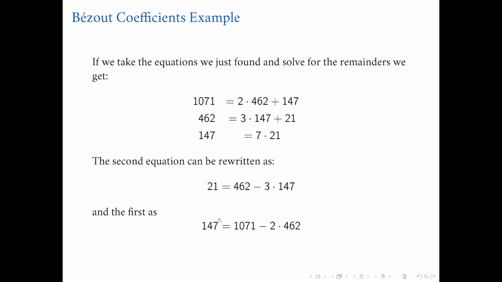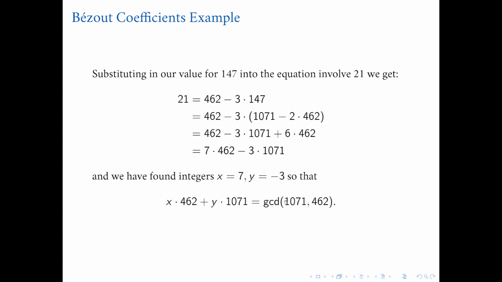So what we can do is plug in that 147 into this spot. And when we do that, we get 21 is equal to, that 21 still stays on the left-hand side, 462 minus 3 times, substitute that in. So we multiply our -3 to the first one, and our -3 times -2 is a +6. Okay, great. Now there's one 462 here, and there's 6 here, so that's 7 462s.